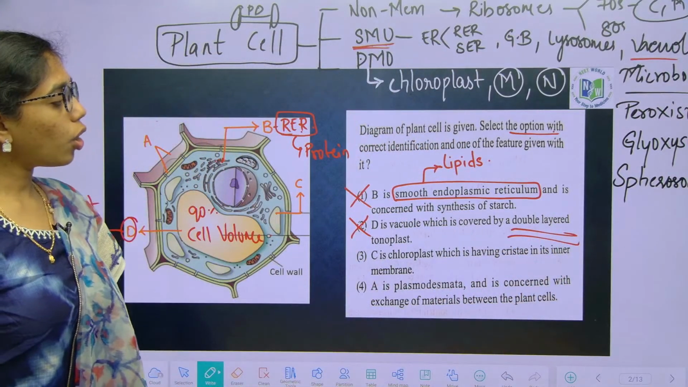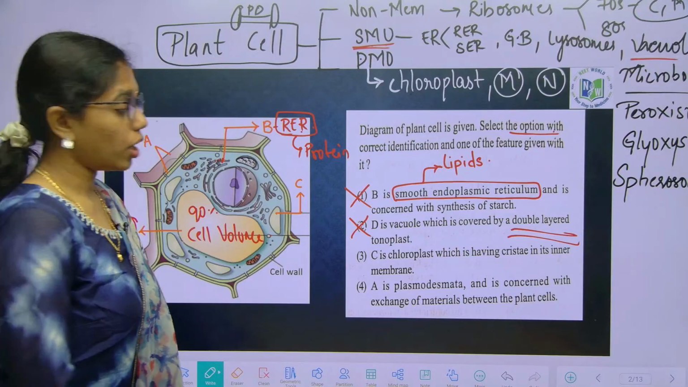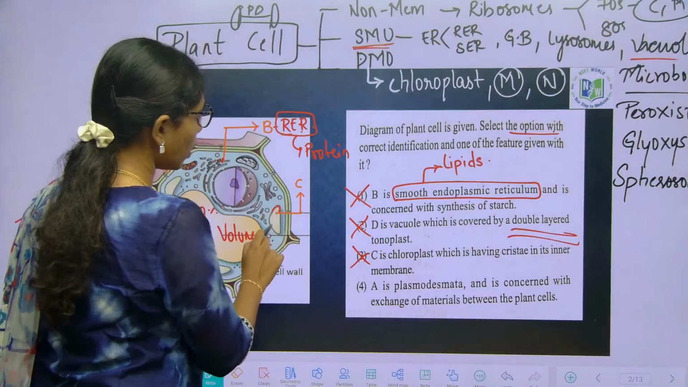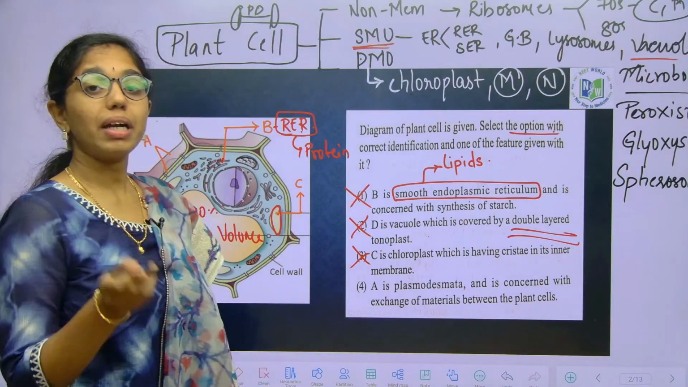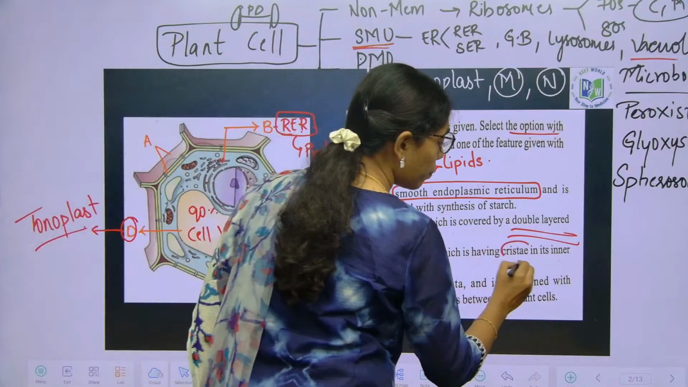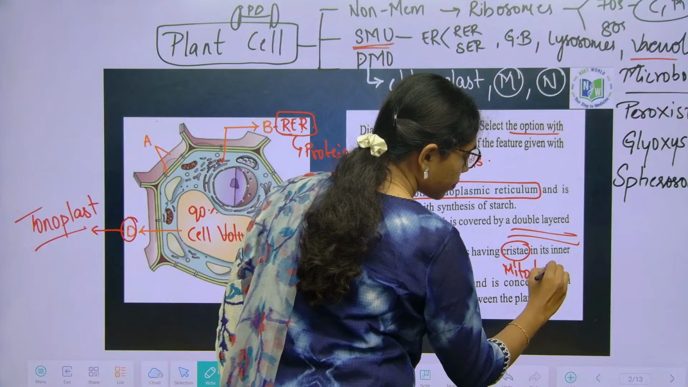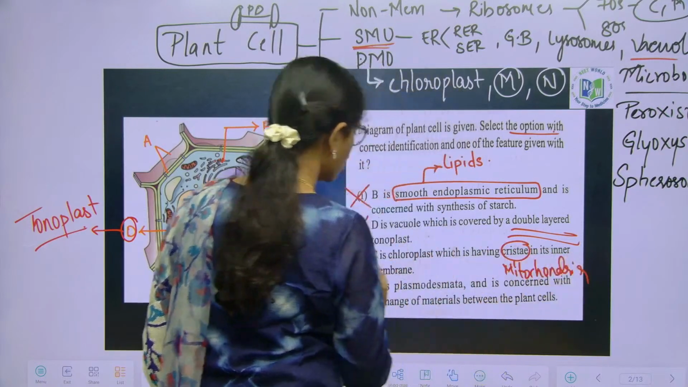Next, C, chloroplast which is having cristae in its inner membrane. Wrong. First of all, C is what? Chloroplast, that is correct only, but the inner membrane of the chloroplast is not cristae. Inner membrane of mitochondria has cristae. So, this statement is also wrong.